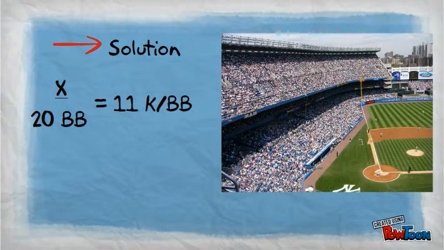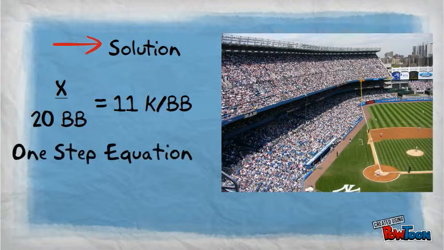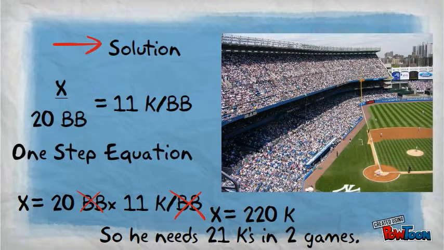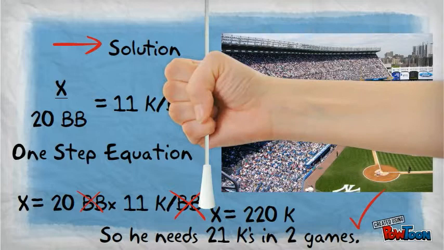For the solution, we now have the strikeouts are unknown, so it is marked with the variable x. X over 20 is equal to 11. Solving the one-step equation and canceling out our units, we get strikeouts are equal to 220. So subtracting 199 from 220, the pitcher needs 21 more strikeouts in 2 games.